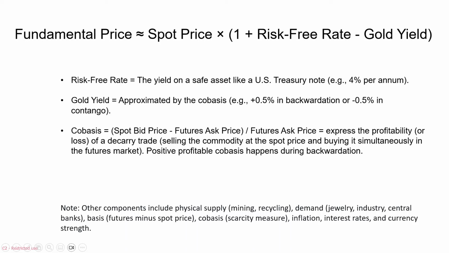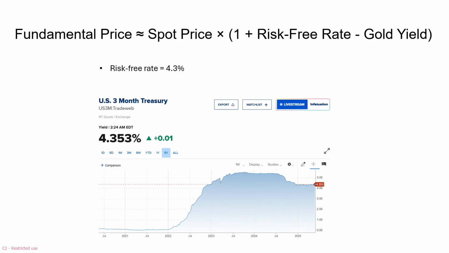There's a note here. The fundamental price of gold also has physical supply, demand, inflation, and currency strength parameters, but we will just use part of it, the co-basis and the interest rate, just to make it a bit easier to calculate. Okay, so the first parameter, risk-free rate, you can just find it online, 4.35%, and input this number. Easy.